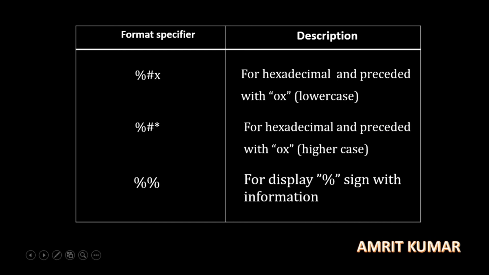Now let's look at some more examples and some more format specifiers. %#x, for hexadecimal preceded with 0x, that is lowercase. %#X for representing hexadecimal preceded with 0X, that is the uppercase. And %%, the format specifier which is used for displaying the percentage sign with the information. So this is how the format specifier is going to help you in the C language.